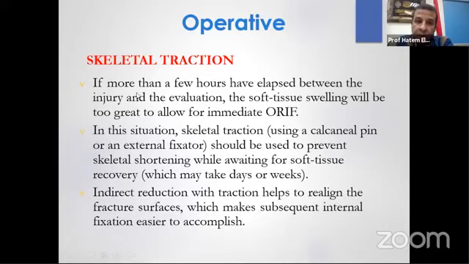Skeletal traction. If more than a few hours have elapsed since injury and evaluation, the soft tissue swelling will be too great to allow for immediate open reduction and fixation. In these situations, skeletal traction using a calcaneal pin or external skeletal fixator should be used to prevent skeletal shortening while awaiting soft tissue recovery, which may take days or weeks. Indirect reduction with traction helps to realign the fracture fragments, which makes subsequent internal fixation easier to accomplish.